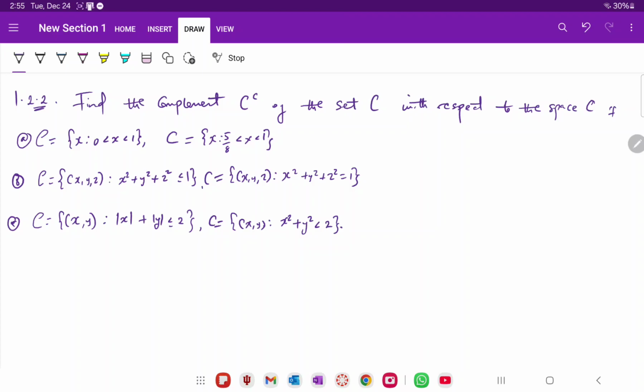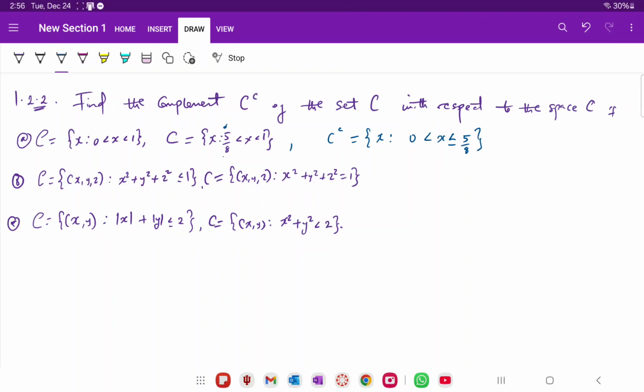Okay, so for the first one, obviously the complement, if you chop off 5/8 from here, the complement should be x such that x goes from 0 to 5/8. So this set does not include 5/8 on the other side, so that's why we include 5/8 here.